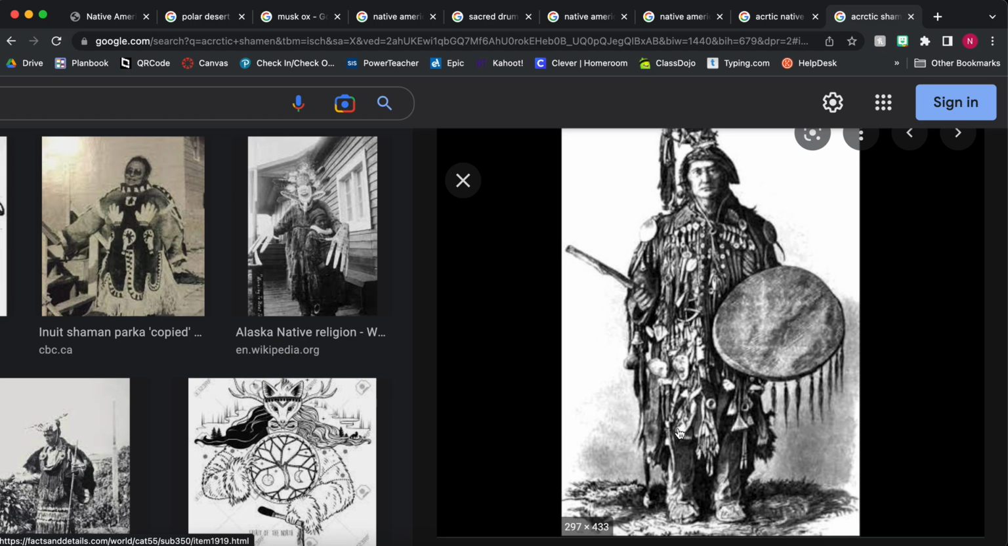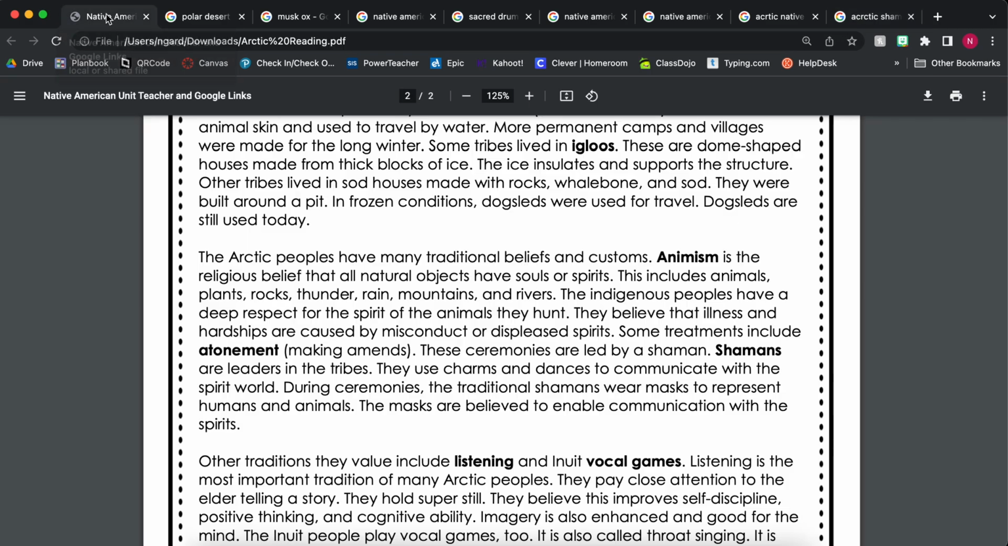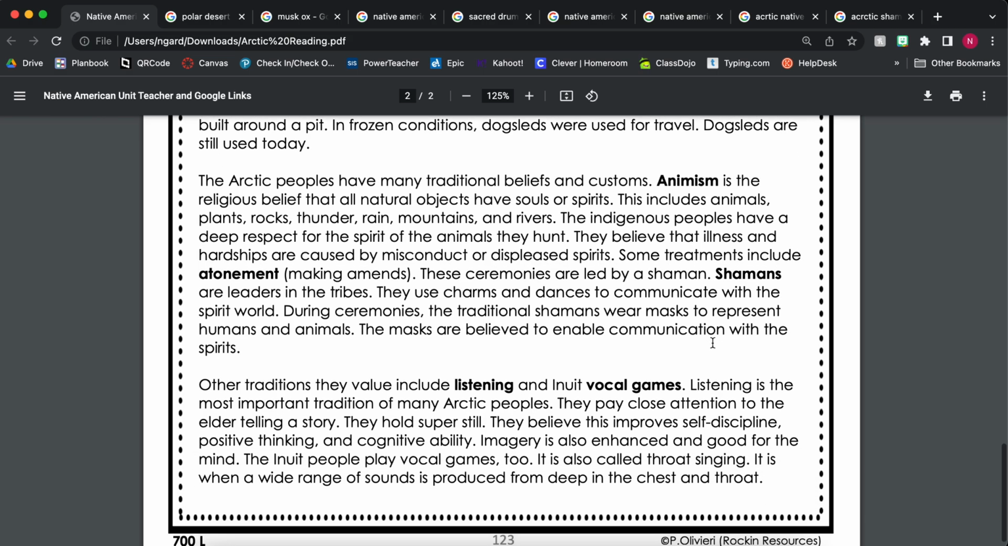So there's a drum that they would use in some of their ceremonies to help make amends or make up with some of the spirits. They used charms and dances to communicate with the spirit world, and during ceremonies, shamans would wear masks to represent humans and animals, and the masks were believed to enable communication with the spirits. So really the shaman's job was to connect with the spirits that were causing this issue, whether it was a hardship or an illness, and try to come to an agreement some way that the person could feel better.